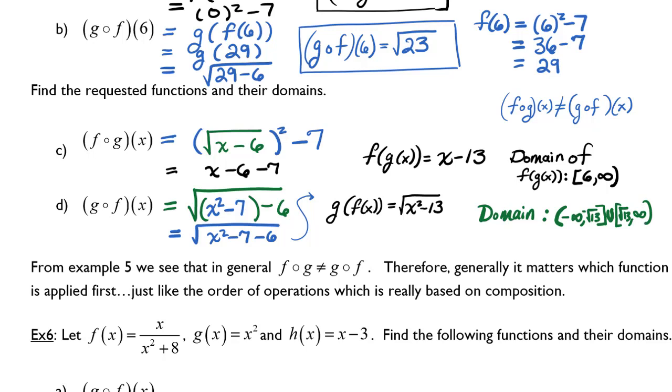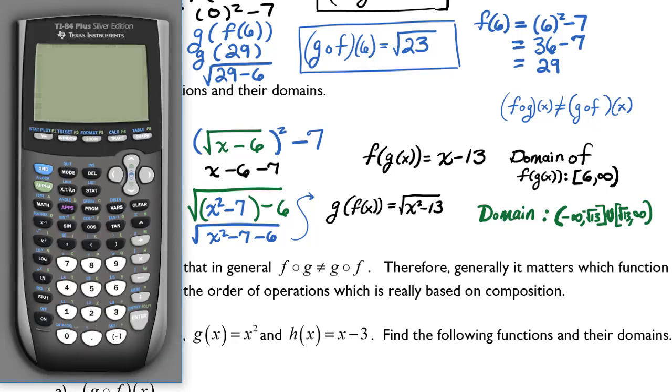It might also be helpful to look at the graph of this function. You can see that the function x squared minus 13 is negative between negative root 13 and positive root 13. So we throw out the domain values where there is no intersection between negative infinity and positive infinity and the domain of g of f of x.